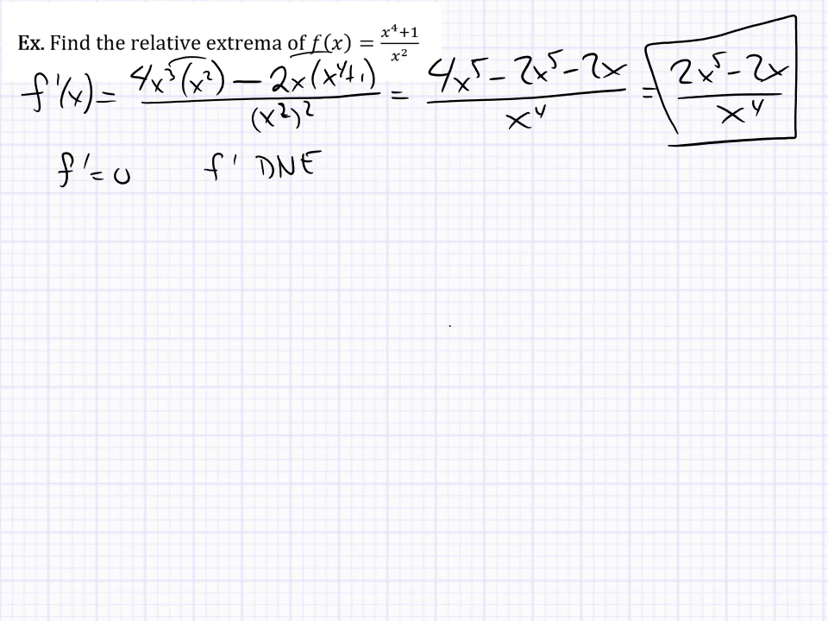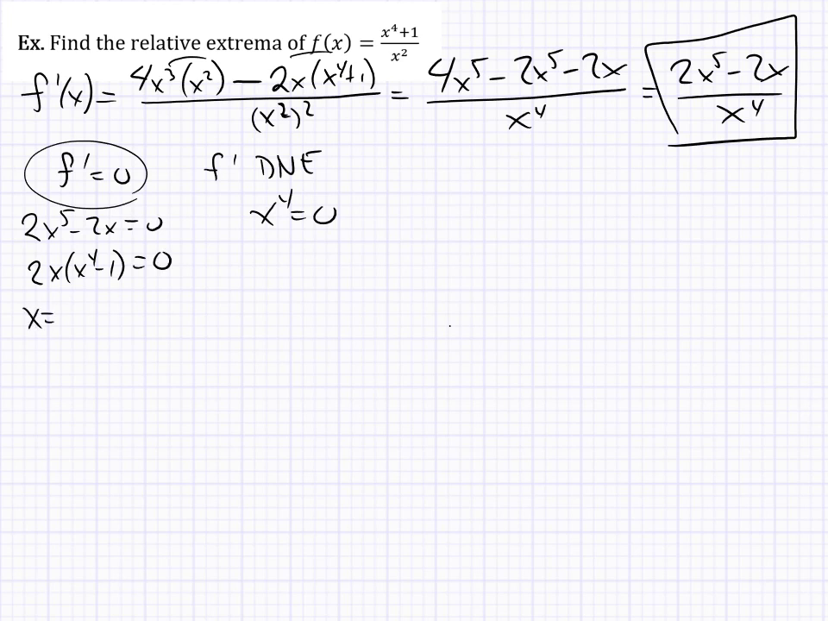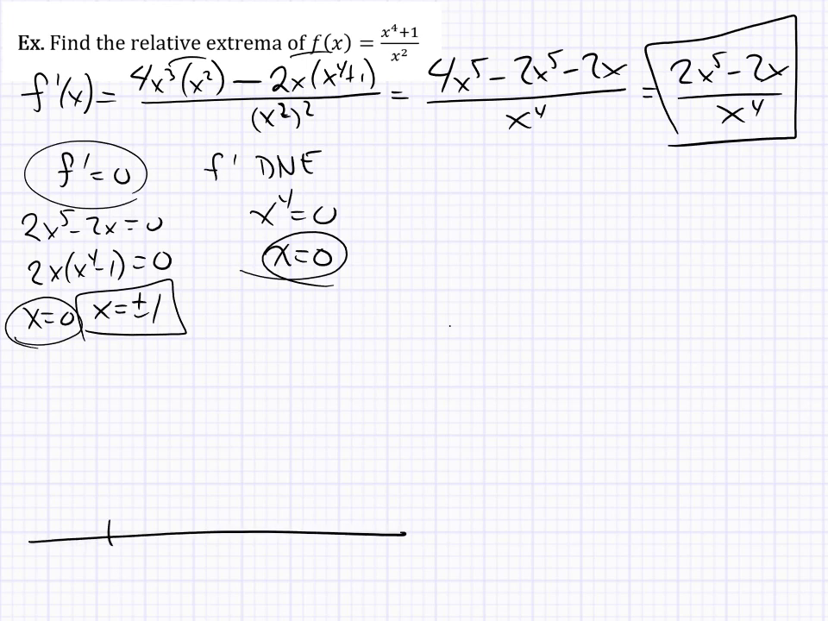Since this is a fraction, it equals 0 when the numerator equals 0, and it doesn't exist when the denominator equals 0. Solve this, we have to pull out a 2x, we get x to the 4th minus 1 equals 0. That'll give us x equals 0, and x equals plus or minus 1. To solve this, we get x equals 0. 0 showed up here, 0 also showed up here. It's just a single critical number that happened to be in both locations, but we have three critical numbers: -1, 0, and +1.